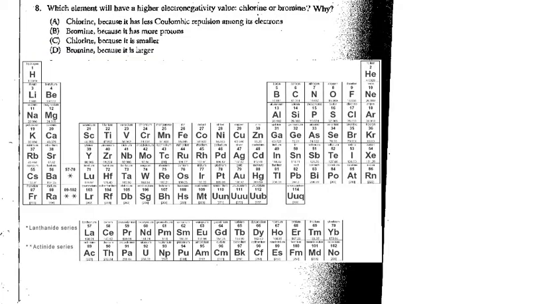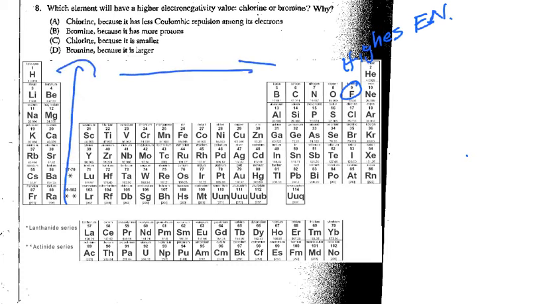Alright, and then 8, which element will have a higher electronegativity value? Remember, electronegativity is the pull on electrons in a bond. Some helpful things to orient you is that fluorine has the highest electronegativity of any atom on the periodic table. So as you go up and as you go right, things become more electronegative. Since we're comparing chlorine and bromine, clearly chlorine is more up, and so it has higher electronegativity. So that kind of answers the question pretty quickly. We can get rid of B and D. And now we're just coming down to the reason.